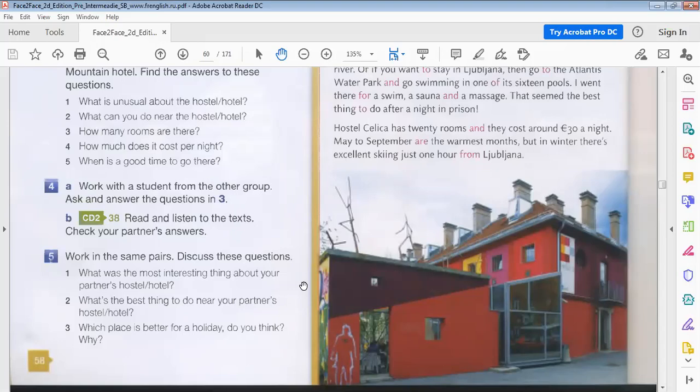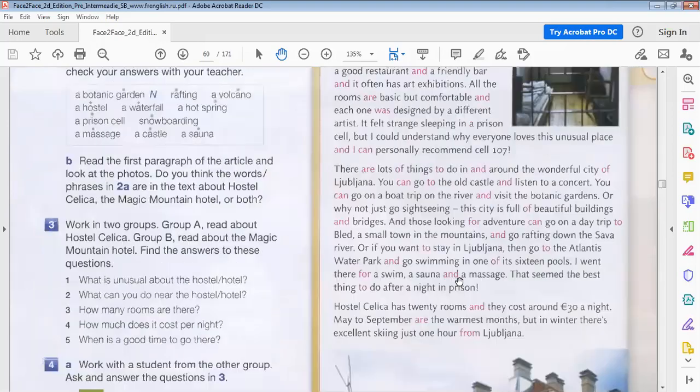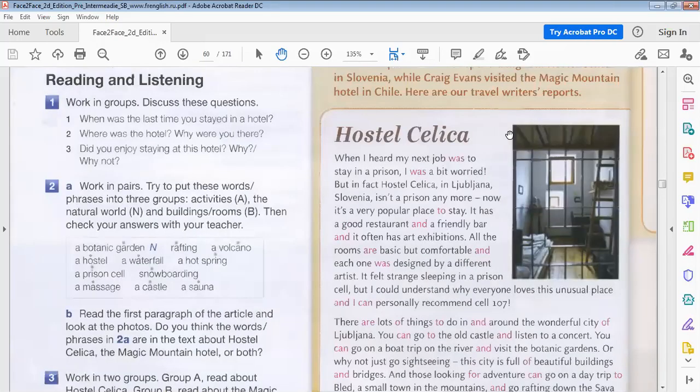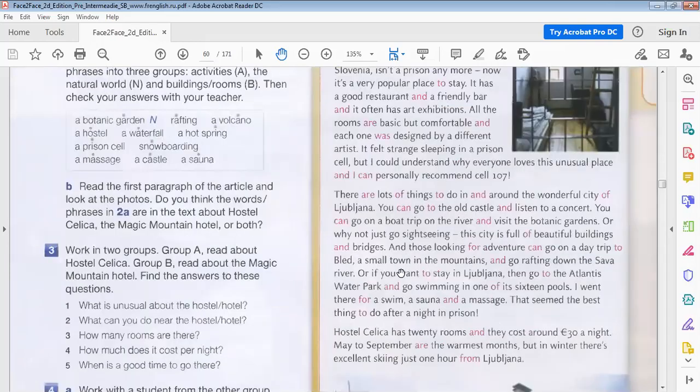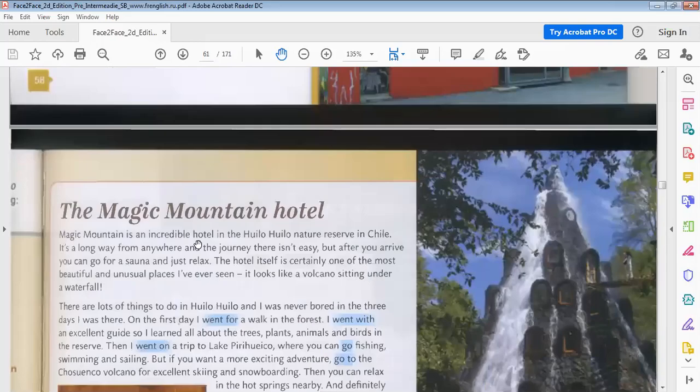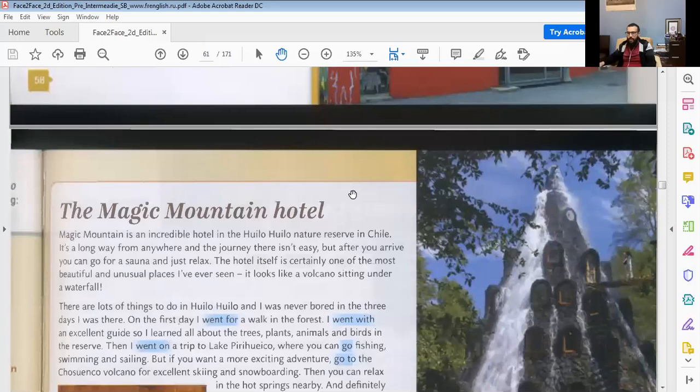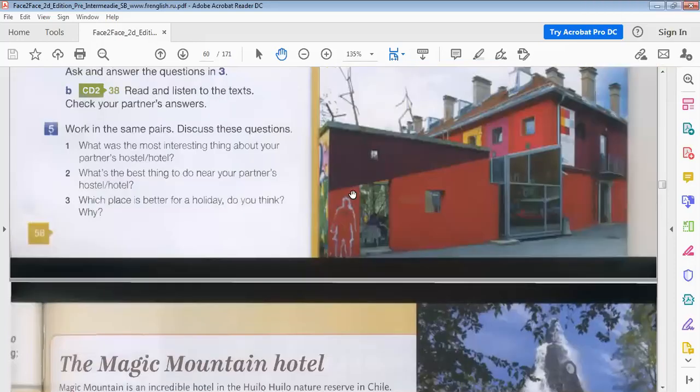Now let's see about the activities here. Okay, Safiya, what about the activities? Which activities did you like from the hostel or from the Magic Mountain? Were there any activities that you maybe liked? Any activities that you thought are interesting, Safiya?